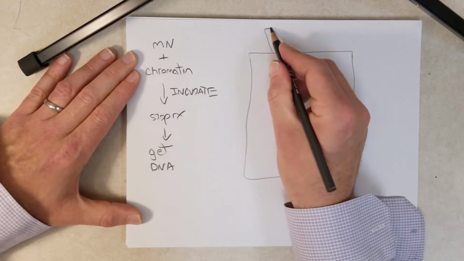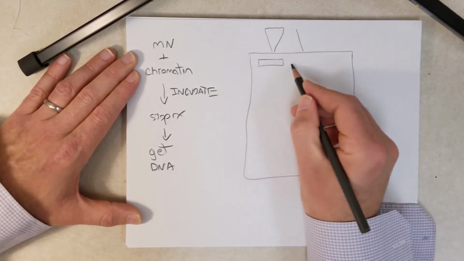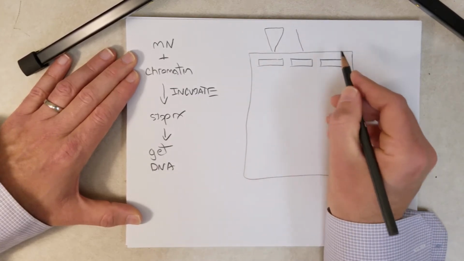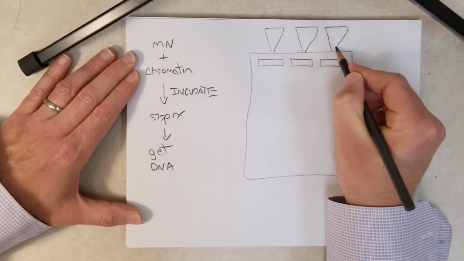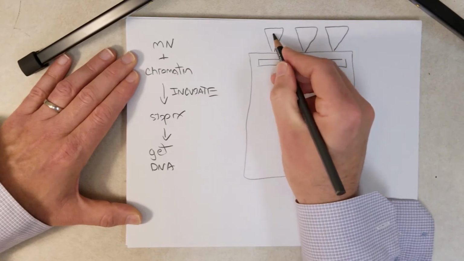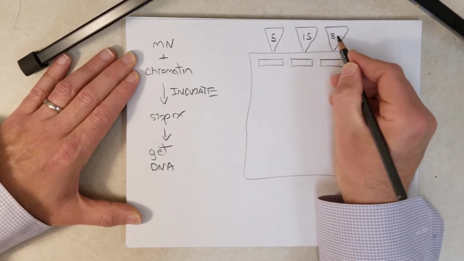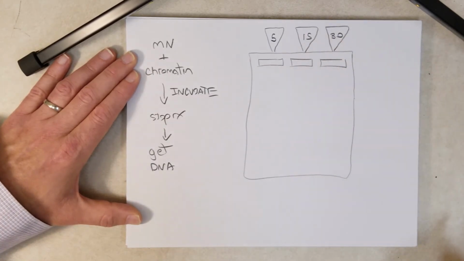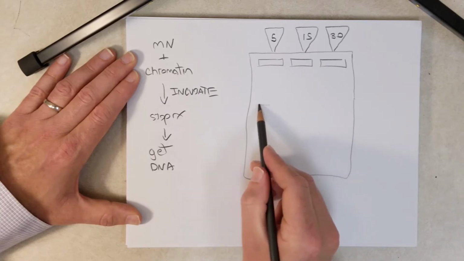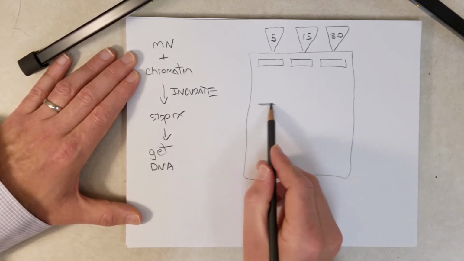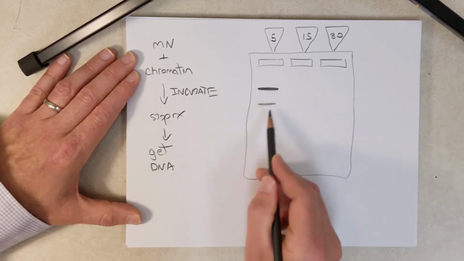And let's say these are the lanes right here. And above the gel, I'm just putting these little tubes. Now these are our different micrococcal nuclease digestions of chromatin. Let's say this was the 5-minute time point, this was a 15-minute time point, and this was a 30-minute time point. So after 5 minutes, let's say we see 2 bands. We see a band right here. Let's say we see bands like this, 1, 2.